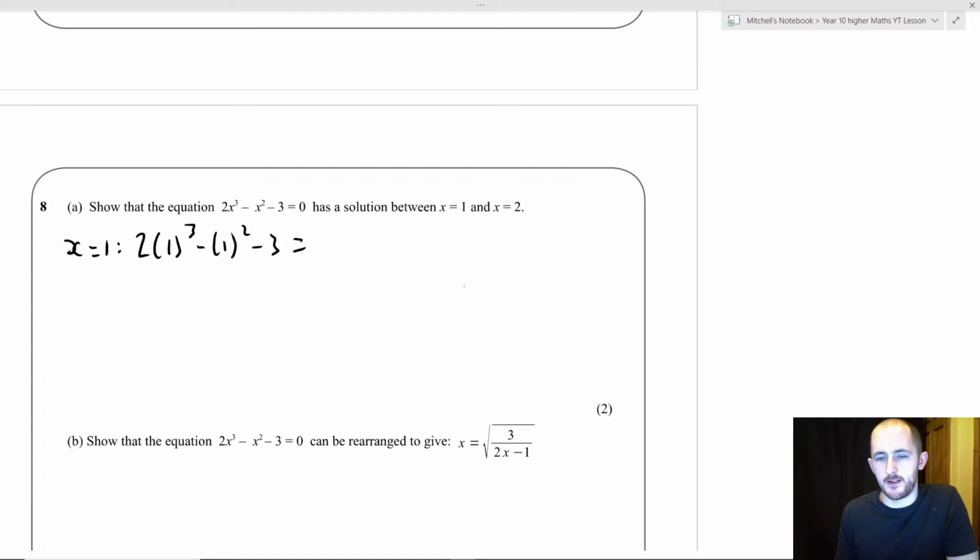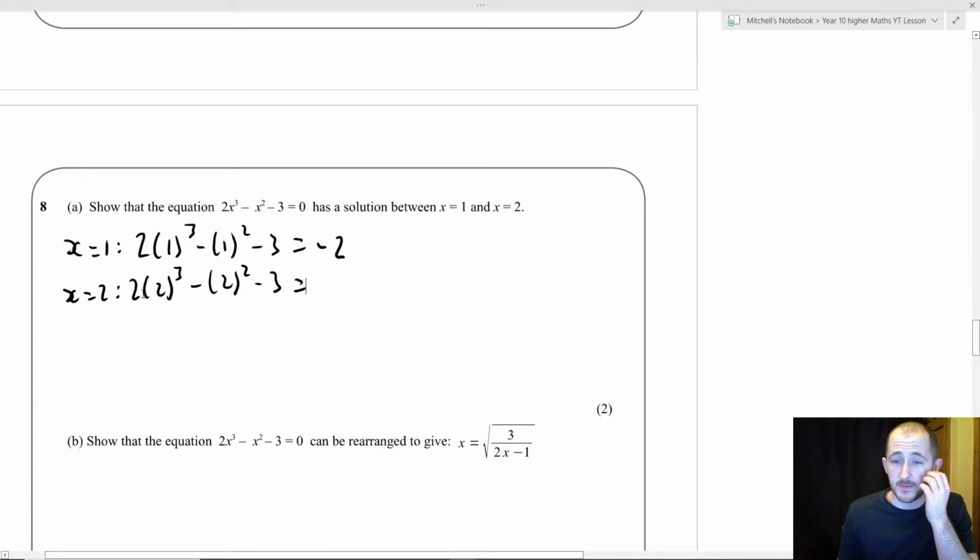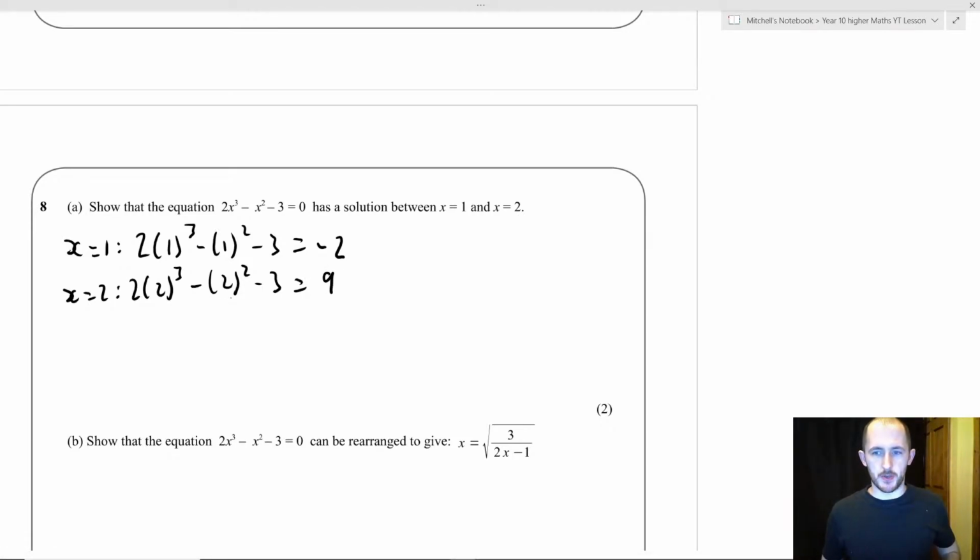And, well, I don't need a calculator for that. 2 times 1 is 2, minus 1 is 1, minus 3 is minus 2. And x is 2. Okay, so 2 cubed is 8, times 2 is 16, minus 4 is 12, minus 3 is 9. Cool.